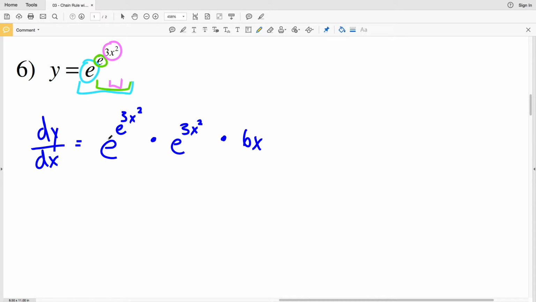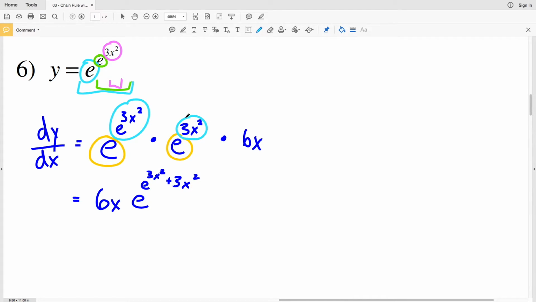Now when simplifying, because I have the same base of e, I'll be able to add those exponents because the bases were multiplied together. So I'll have 6x times e to the e to the 3x squared plus 3x squared. And that's my derivative in number 6. 6x times e to the quantity e to the 3x squared plus 3x squared.